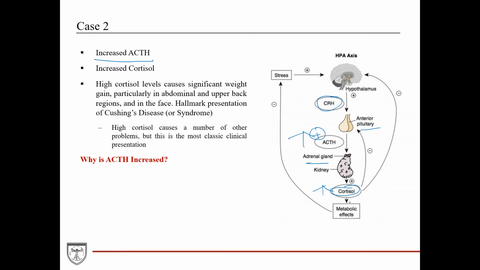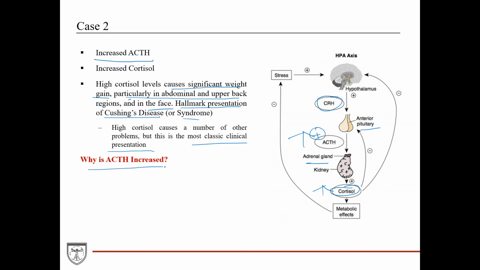Cortisol is going to cause metabolic effects. High cortisol levels cause a number of things, but it causes significant weight gain, particularly in the abdominal and upper back regions and in the face. And this is a hallmark presentation of Cushing's disease or Cushing's syndrome. Now, high cortisol can cause a number of other problems, but this is the most classic clinical presentation.